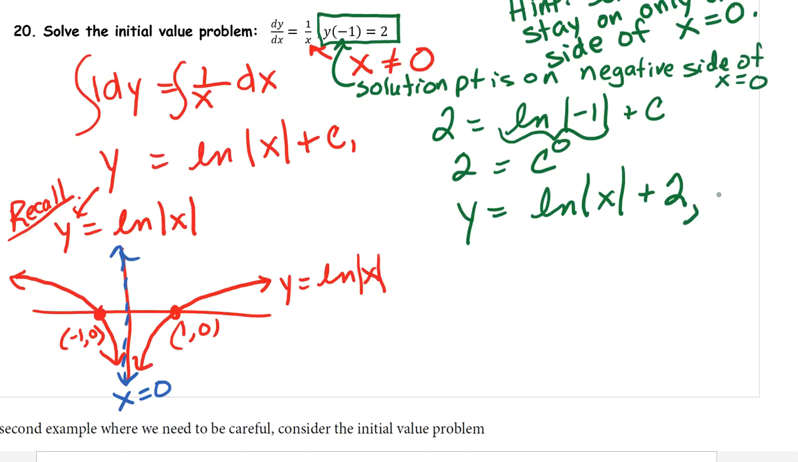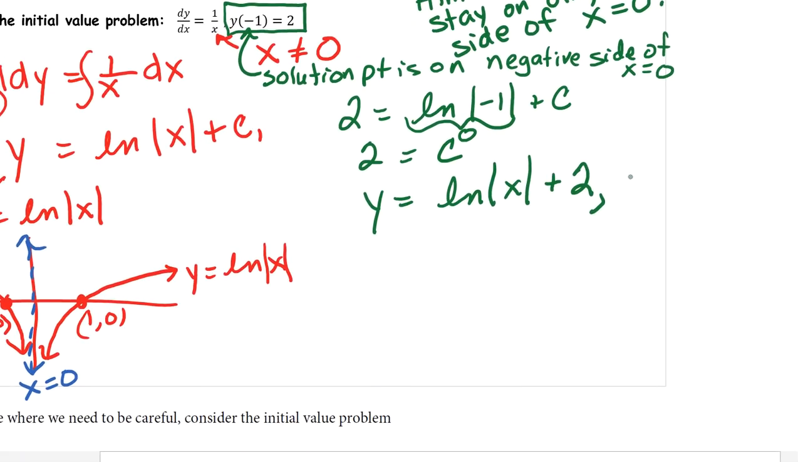So what do we do here? We tack on a domain. So this domain, and you can use interval notation or you could use inequality notation, but we're going to go from -infinity to 0. So this is how you show a domain restriction.